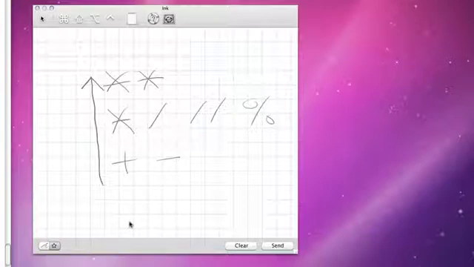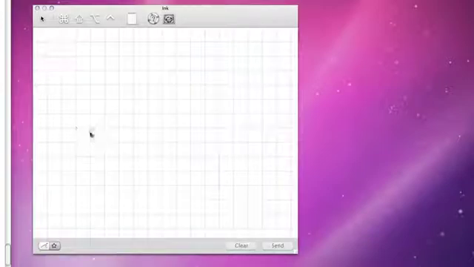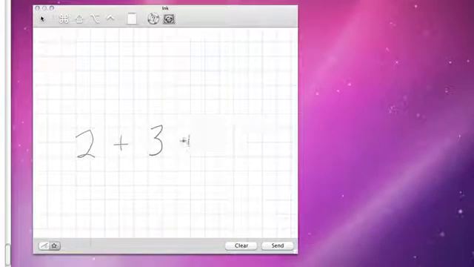But one thing that we haven't talked about is what happens when we have more than one operator where the operators are from the same group. So for example, what would happen if we had 2 plus 3 plus 4? And you're going to say, well, it doesn't really matter because we can add 2 plus 3, or we could add 3 plus 4, and the result is going to be the same.